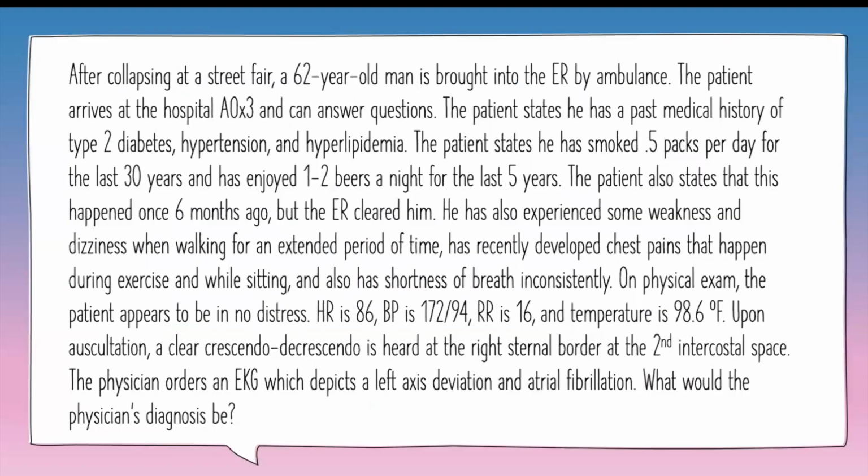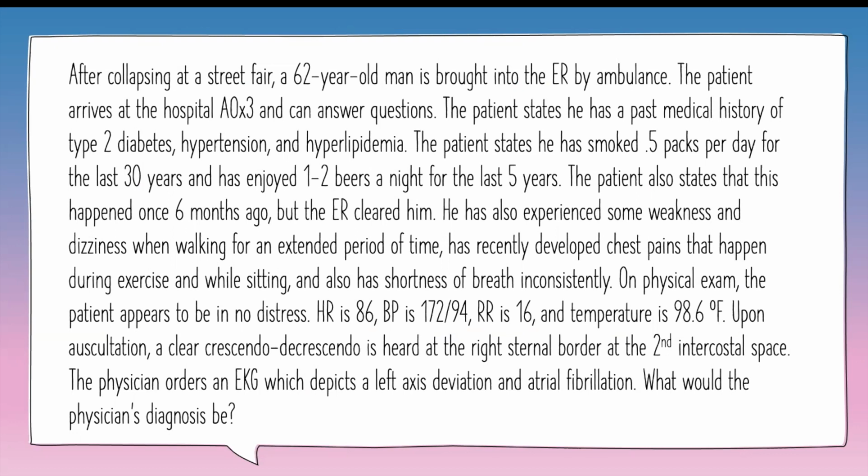After collapsing at a street fair, a 62-year-old man is brought into the ER by ambulance. The patient arrives at the hospital A&O x3 and can answer questions. The patient states he has a past medical history of type 2 diabetes, hypertension, and hyperlipidemia. He has smoked half a pack per day for the last 30 years and has enjoyed 1 to 2 beers a night for the past 5 years. The patient also states that this happened 6 months ago, but the ER cleared him.